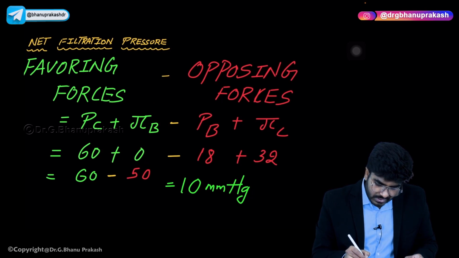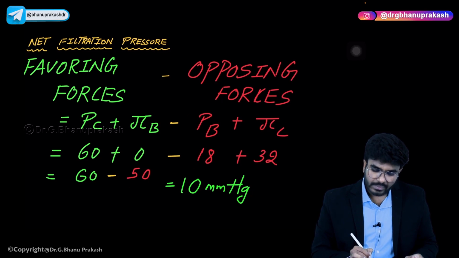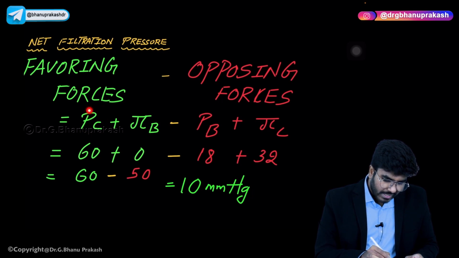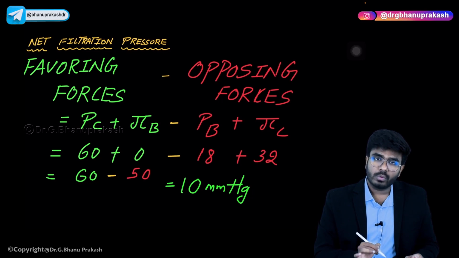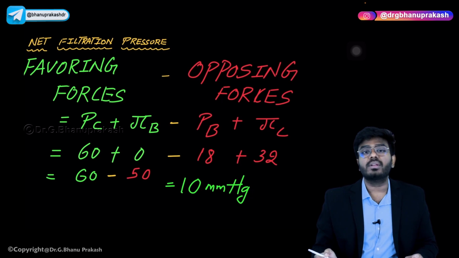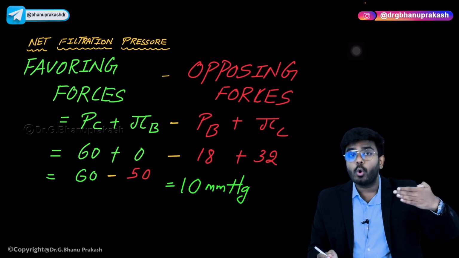Now, what are the opposing forces? Opposing forces are hydrostatic pressure in the Bowman's capsule, which is 18, and the osmotic pressure in the capillary, that is 32. So 18 plus 32 is how much? 50. What is the hydrostatic pressure in the capillary? 60. So 60 minus 50, who is more? 60 is more or 50 is more? Definitely 60. Who is exactly 60? It's the hydrostatic pressure in the capillary. So hydrostatic pressure in the capillary is more.